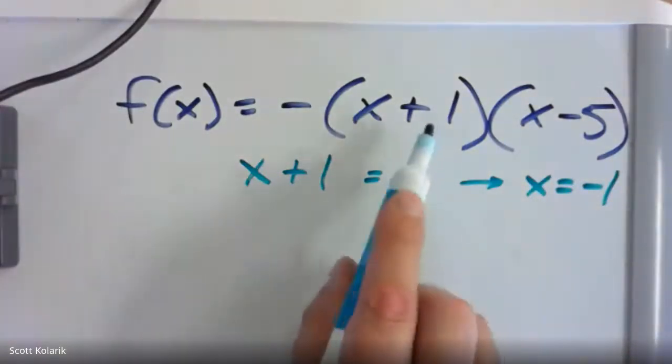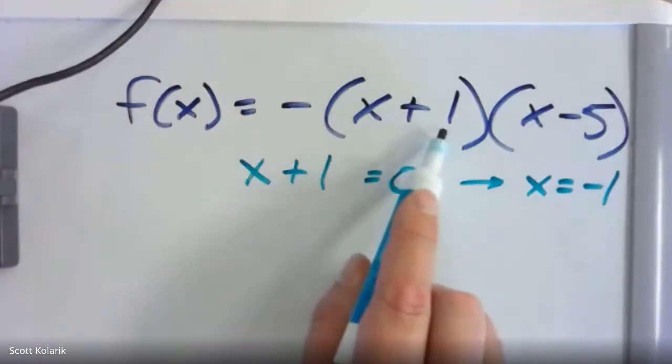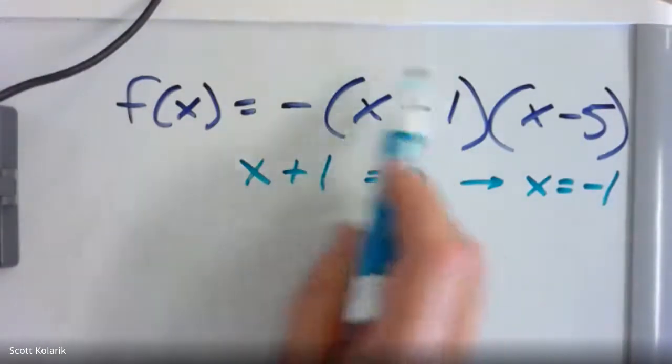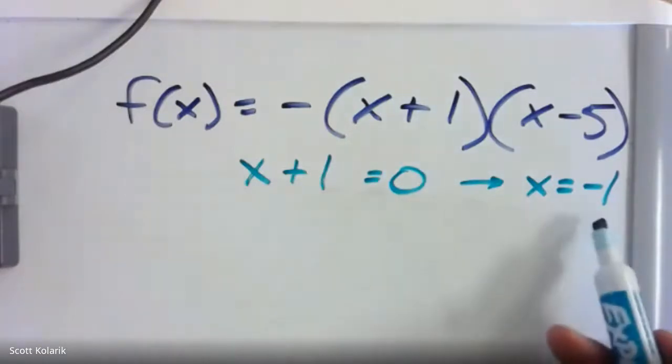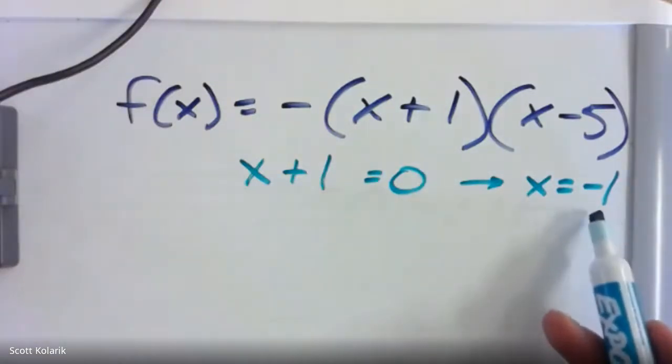Again, the fast way would just be to take the opposite sign here. More precisely, I take the whole parentheses, set it equal to 0 to tell me that x equals negative 1 will be one of my zeros, one of my x-intercepts. You'll see both terms used interchangeably.